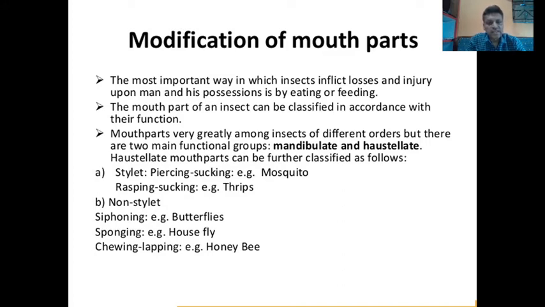B is non-stylet type, that is called siphoning. Examples are butterflies, and sponging in the housefly. The mouth part of the housefly looks like a sponge. Chewing and lapping type, that is honeybee. Very important example.